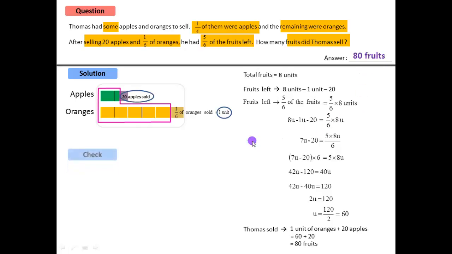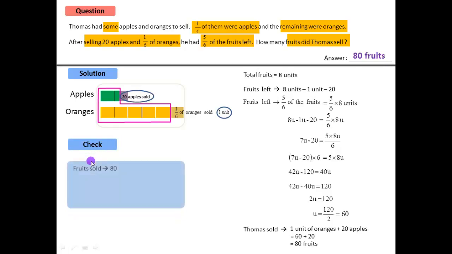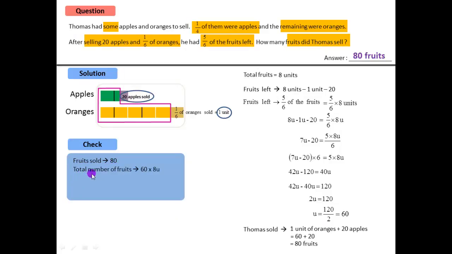Here's how we check our answer. We know that the total number of fruits sold is 80. So the total number of fruits would be 60, which is the value of 1 unit, times 8 units, which is the total number of units. This gives us 480. The total number of fruits left would be the total number of fruits minus the total number of fruits sold. So this gives us 400.